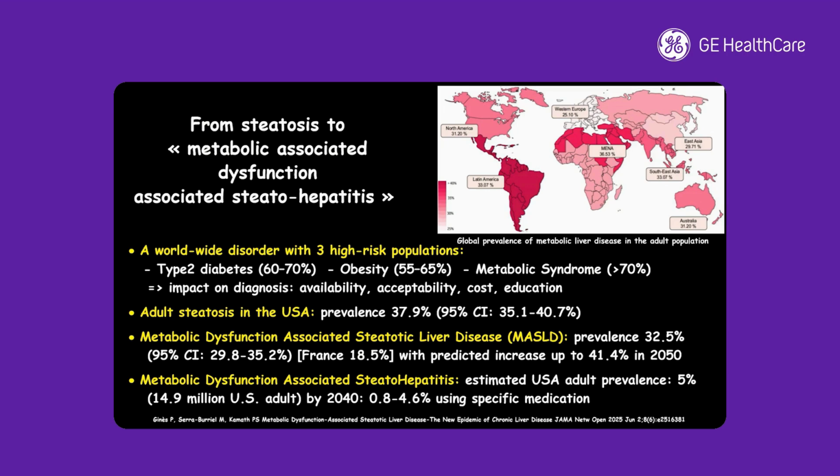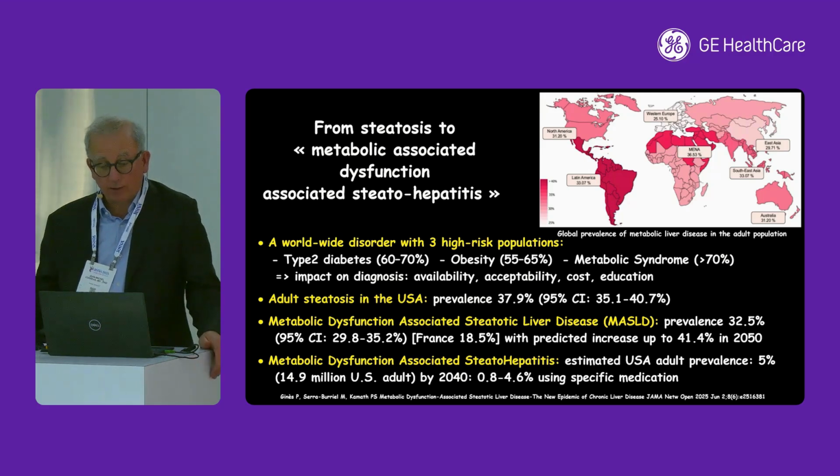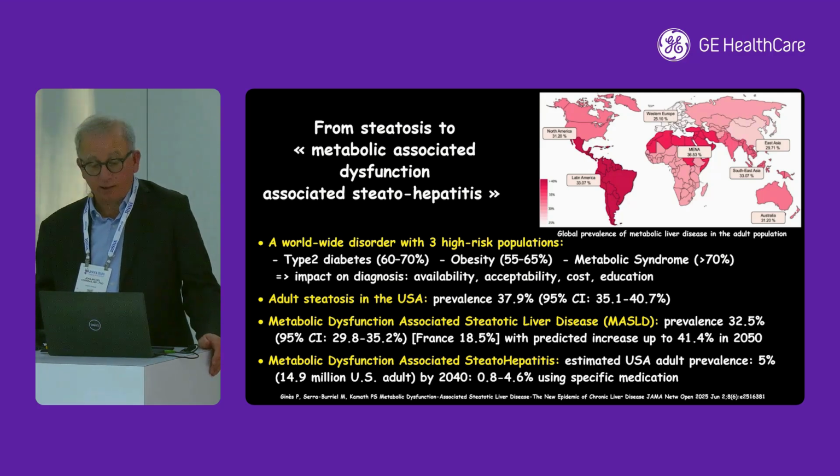You see that almost 60 to 70% of type 2 diabetic patients have a potential to develop MASH, as do obese patients and those with metabolic syndromes. And the concept of metabolic syndrome has really evolved in the past 2 years. You see the prevalence in the United States of 38%, and this is also affecting children and teenagers.